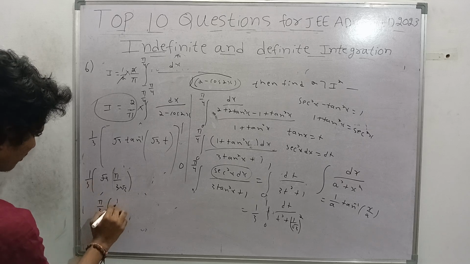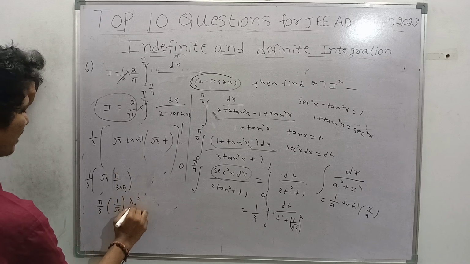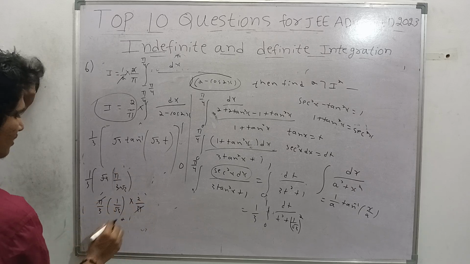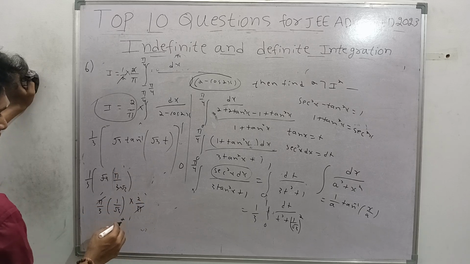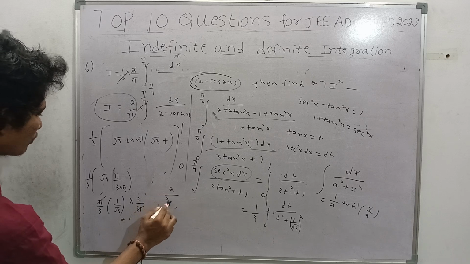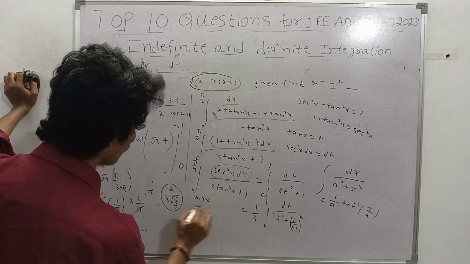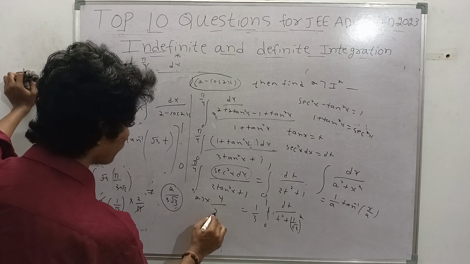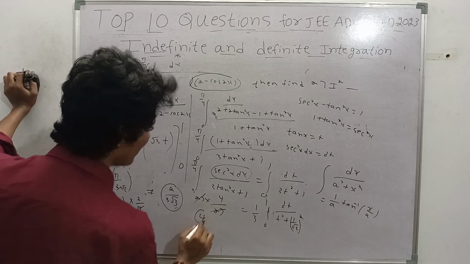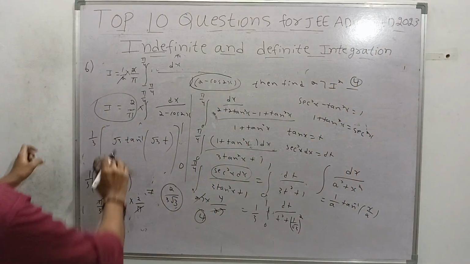It is 1 by root 3, and after this we have to multiply with 2 by pi. Pi will get cancelled. Now what is left? 2 by 3 root 3 is left. This is I. What do they ask? 27 I square. 27 into I square will be 4 divided by 27. 27, 27 will get cancelled. It is 4. So what is the answer? 4. Like this you have to solve.